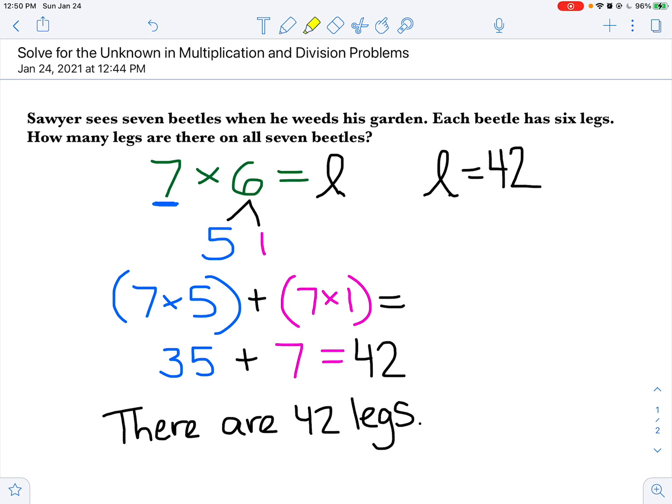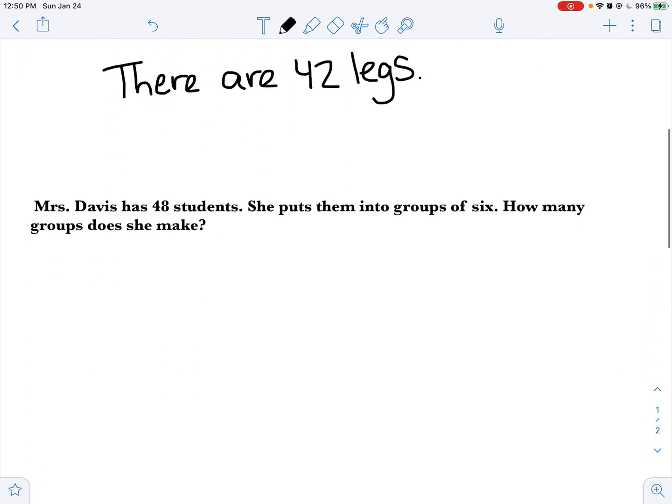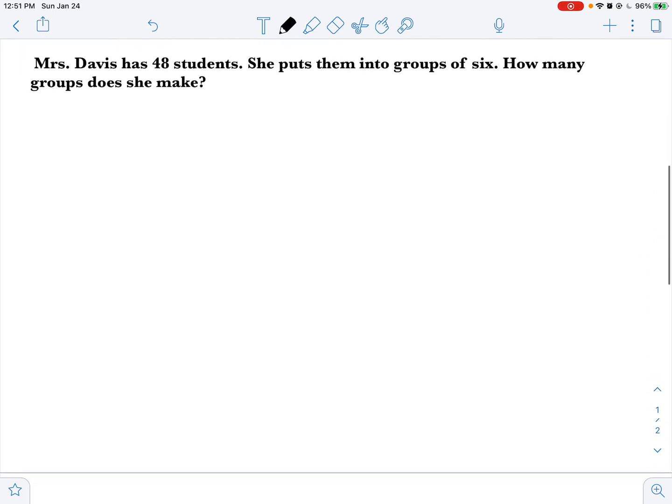Okay, so using your letter to represent the part you're trying to find, and trying to use your distributive property when it's appropriate, when it works. Let's take a look at our second example. Mrs. Davis has 48 students. She puts them into groups of 6. How many groups does she make?